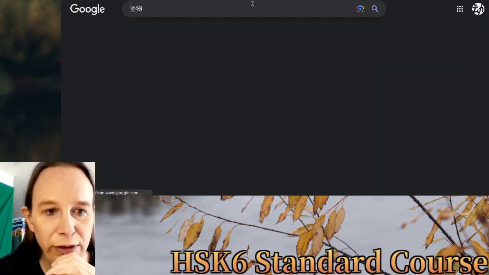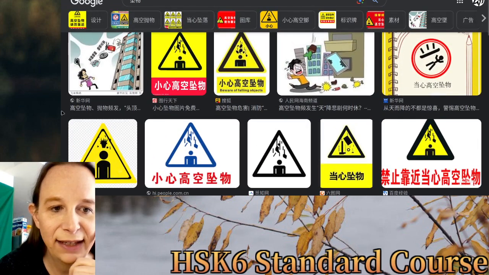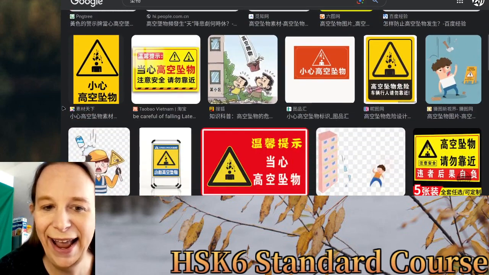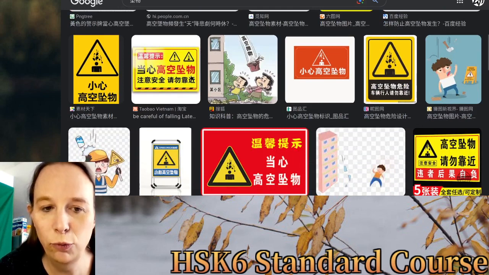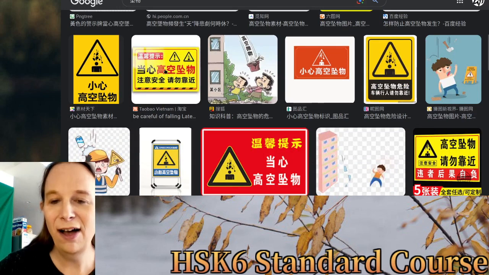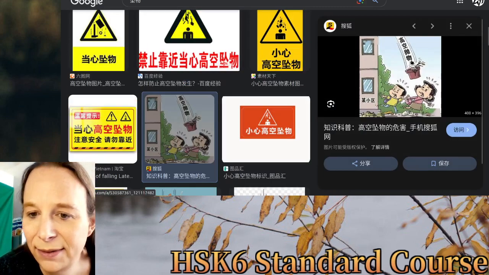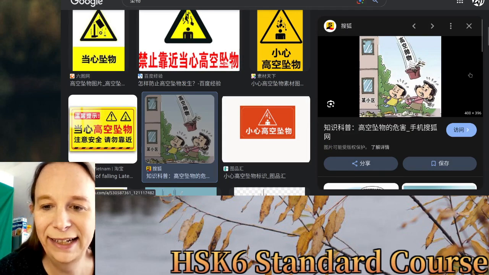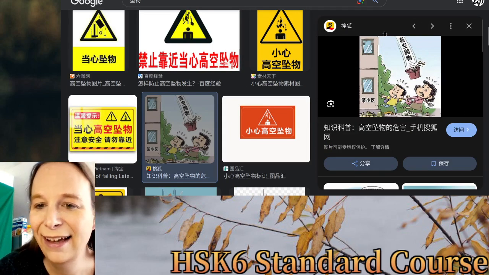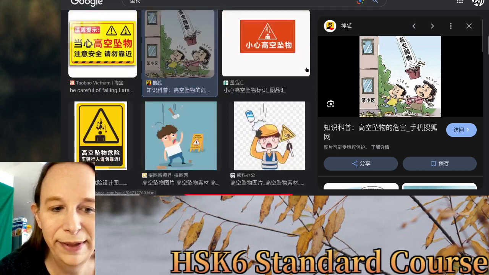Is there a zhui wu? This one. I see this sign sometimes when you're walking by places. It will say, gao kong zhui wu. So things might fall from a high place and bang you on the noggin. What's this one? Gao kong pao wu. Yeah, pao wu. Pao meaning to throw or abandon from a high place. These will injure people. So this is telling people, do not throw things out your window.